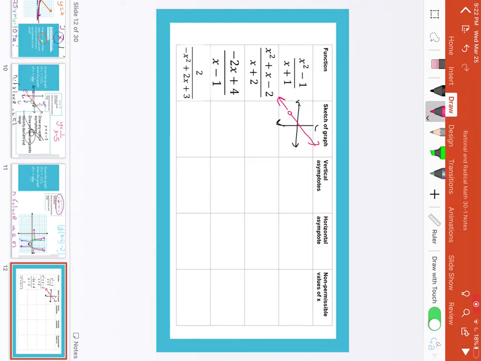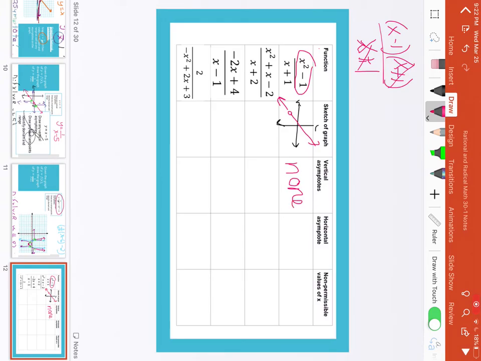So let's go ahead and factor this. We know that this numerator is a difference of squares, so it's the same as x minus 1, x plus 1, all over x plus 1. In this case, the x plus 1's cancel out, which means you have that hole in the graph. So there is no vertical asymptote, so you're going to write none.